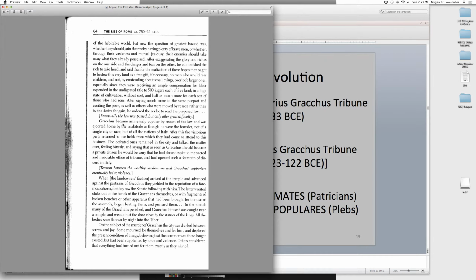So Gracchus became immensely popular by reason of the law, and was escorted home by the multitude as though he were the founder, not of a single city or race, but of all the nations of Italy. After this victorious party returned to the fields from which they had come to attend this business, the defeated ones remained in the city and talked the matter over, feeling bitterly and saying that as soon as Gracchus should become a private citizen, he would be sorry he had done despite to the sacred and inviolable office of tribune, and had opened such a foundation of discord.